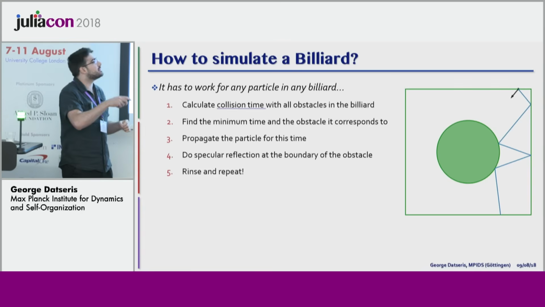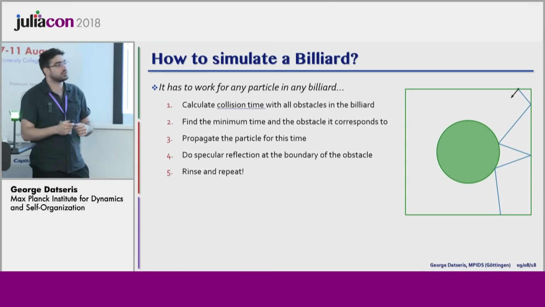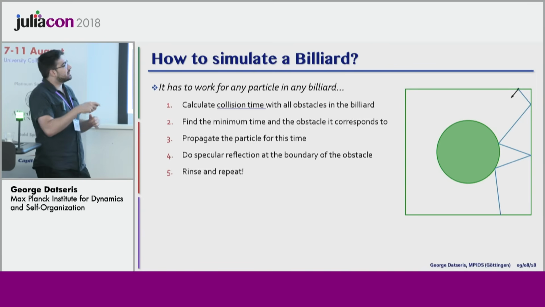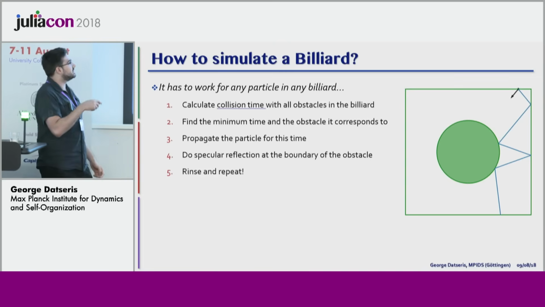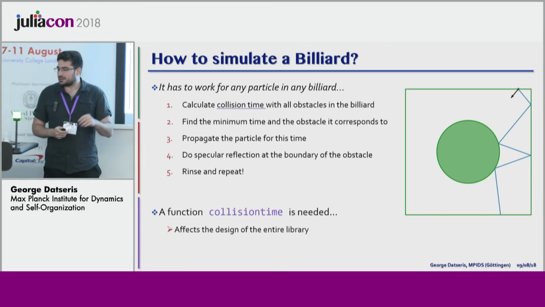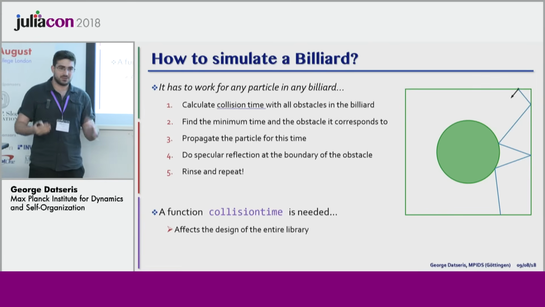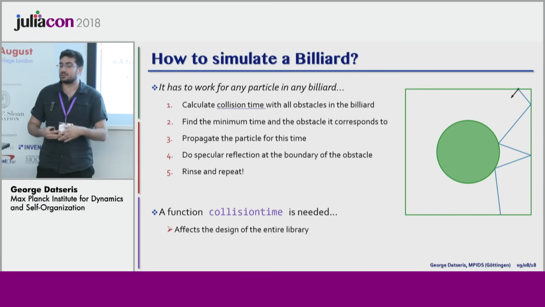Now I will propagate my particle for this time. So in this example, I would go from here to here. Then I do a specular reflection off the boundary, and that's it. That's the algorithm to simulate a billiard. Then you just repeat as much as you want. So that is super simple, but what is clear is that I need some kind of function that computes collision times. And because this is the most basic thing, it will affect the design of the entire library.